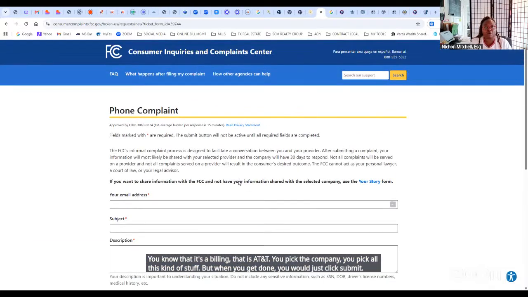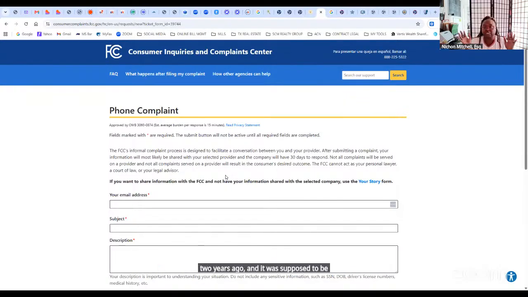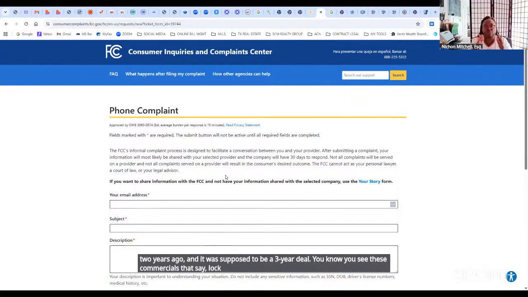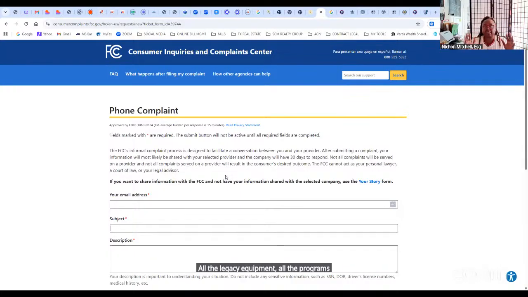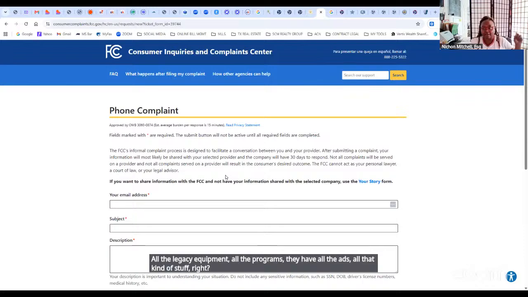And within 24 hours, you're going to get a call from the president's office at AT&T. And then you're going to tell them what the problem is. And when you deal with the president's office at AT&T, say you had a deal 2 years ago and it was supposed to be a 3-year deal. You see these commercials that say lock your rate in for 2 years or lock your rate in for 3 years. And then after the first year, they jack your price up. When the AT&T president's office calls you, they have all the legacy equipment, all the programs, all the ads, all that kind of stuff, right? They can go back for deals from a year or 2 years ago and they can put that on your account. They can fix it.